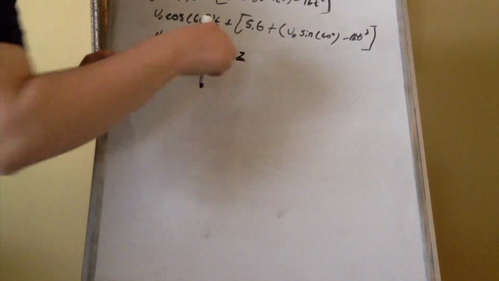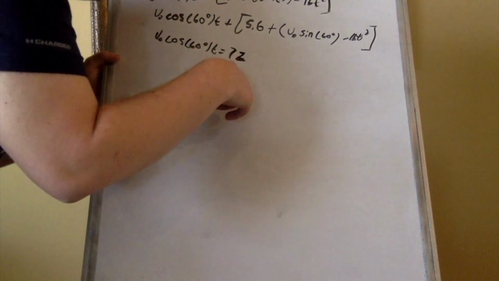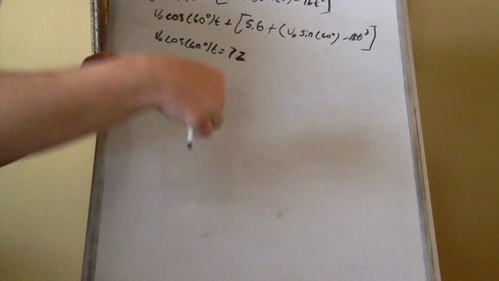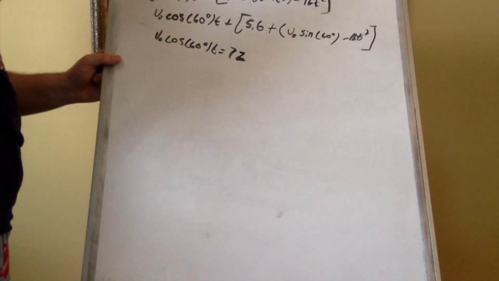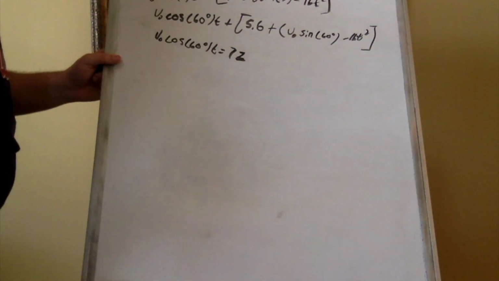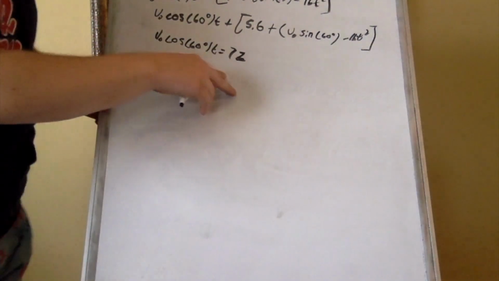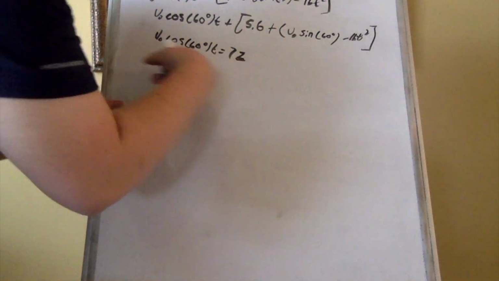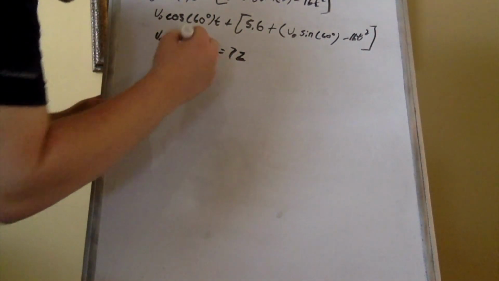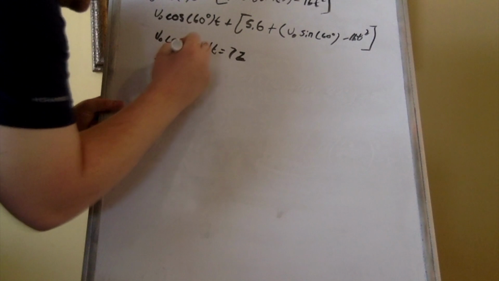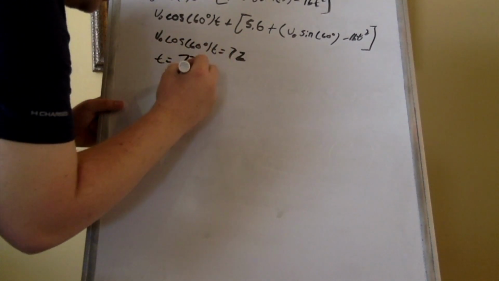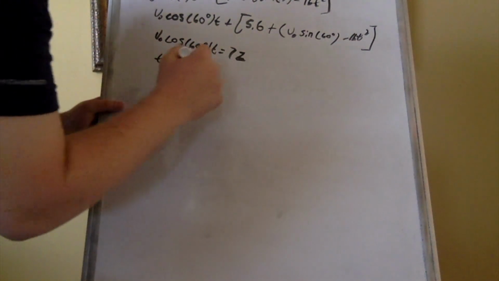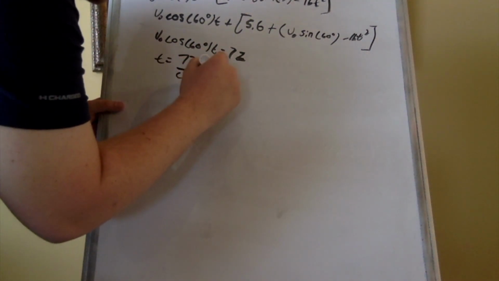That's the height of the rim plus the center of the rim. The height of the rim was 9 feet. The shot was taken 8 feet from the center of the hoop. So that's how we got 72. So now we divide to get the t by itself. So t equals 72 over cosine 60 degrees.